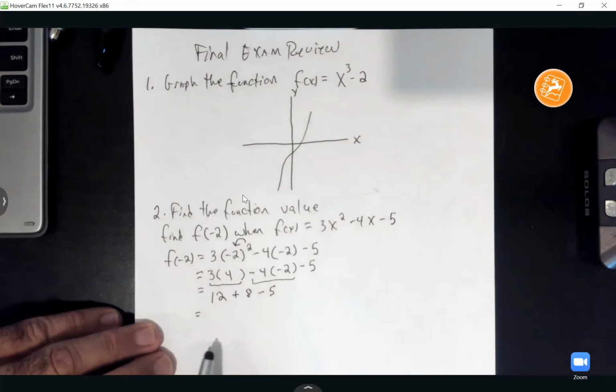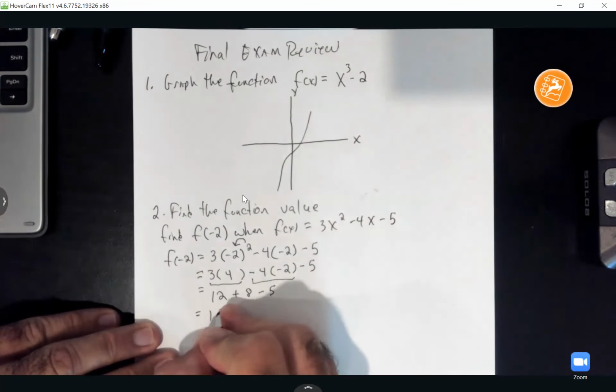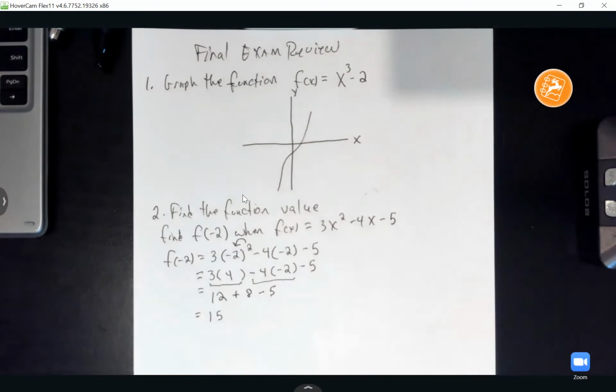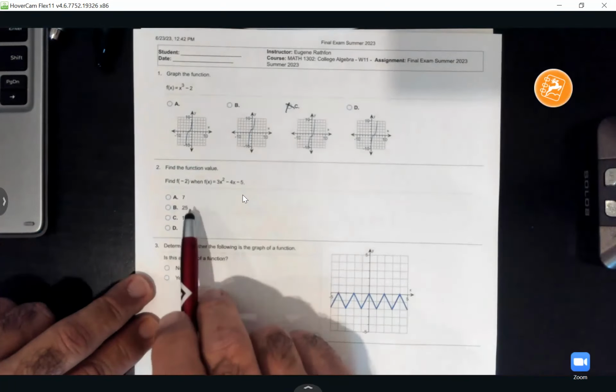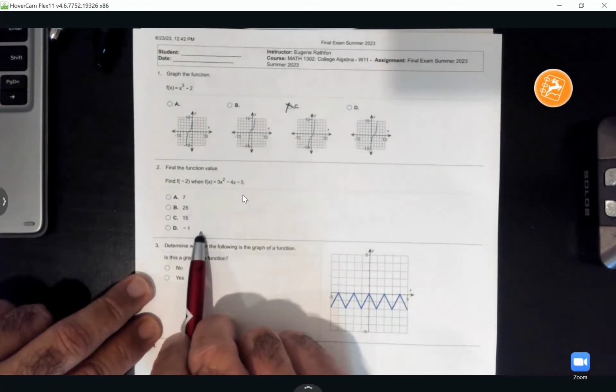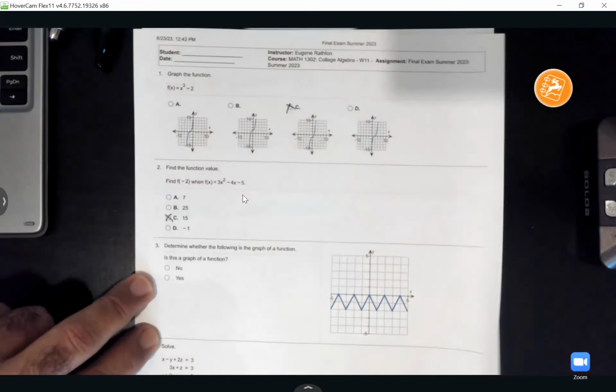So now we just add and then subtract. So 12 plus 8 gives me 20. 20 minus 5 gives me 15. So on your test, they got 7, 25, 15, and negative 1. So since we got a 15 on that, we'll check 15 and move on.